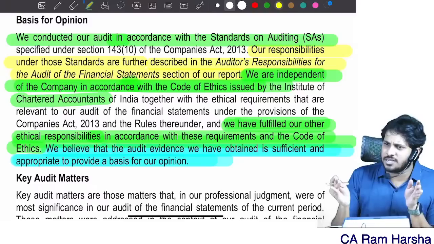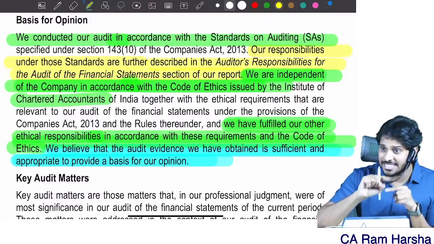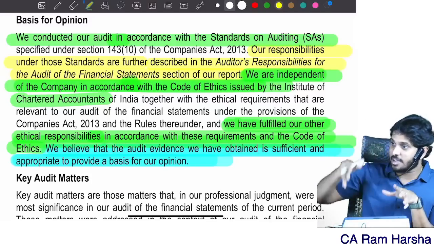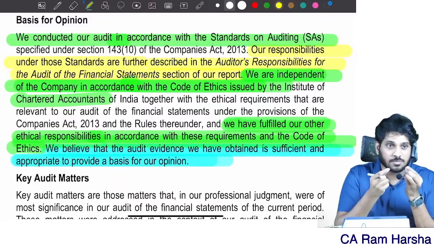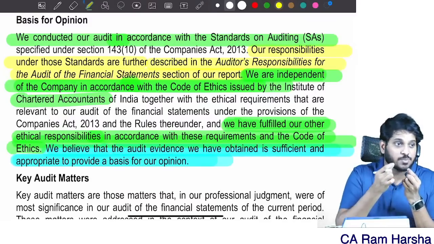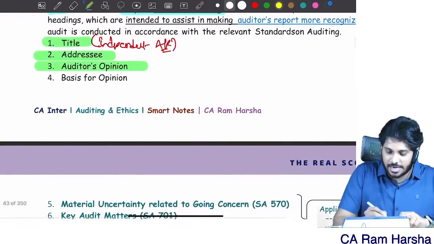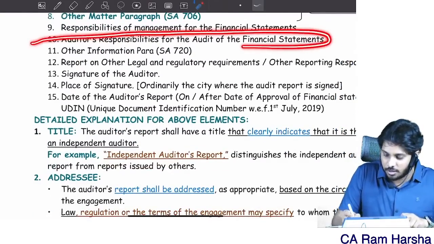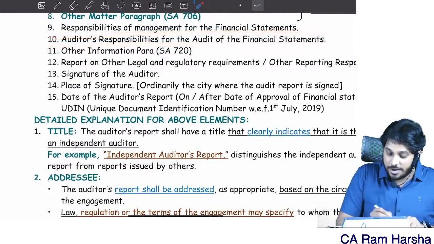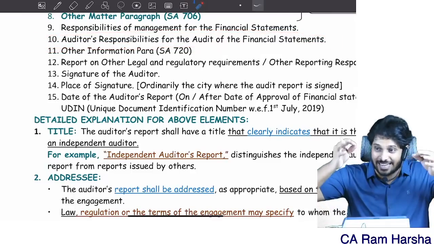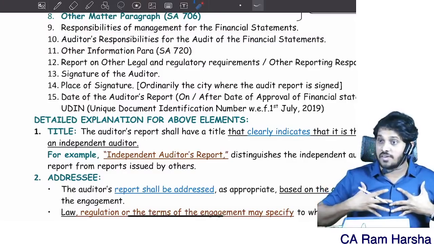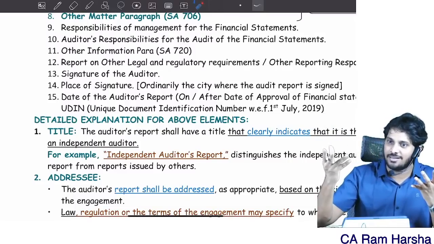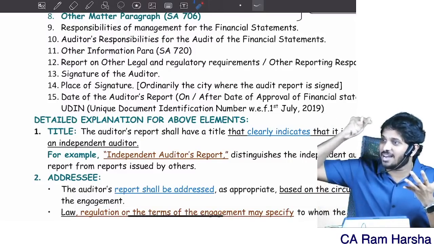Every standard is talking about some responsibility for the auditor. What are the responsibilities of the auditor? Okay, don't worry. Our responsibilities under these standards, I have specifically explained in another section of the audit report. In the same audit report, there is another section: auditor responsibilities for audit of financial statement. You see, contents of audit report: title, addressee, auditor's opinion, basis for opinion, auditor responsibilities for audit of financial statements. In that section, what are all our responsibilities under standards on auditing described? That point, where are we mentioning? In the basis for opinion section, there we are mentioning it.